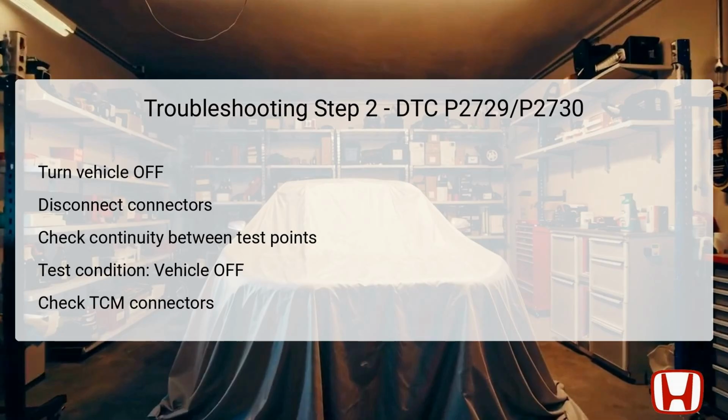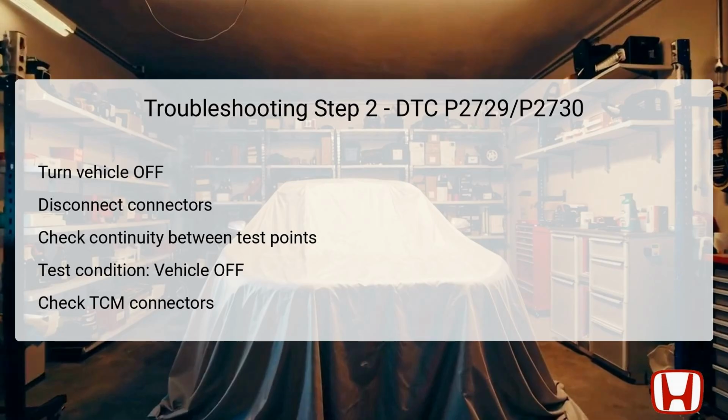With the connectors disconnected, check for continuity between specific test points. The test condition requires that the vehicle remains in the off mode during this check. Specifically, you'll measure continuity between TCM subharness 26P connector pin number 1 and TCM 58P connector pin number 3, and between pin number 9 on the 26P connector and pin number 52 on the 58P connector.